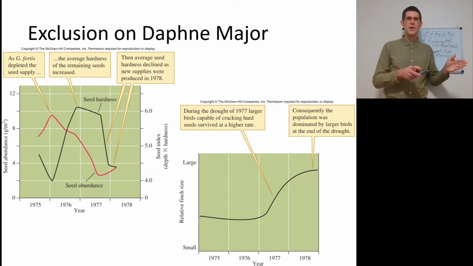You see how a niche moving a little bit as the seed hardness increases and the seed abundance goes down causes this competitive exclusion. So it's complicated, and it's way more complicated than that. I'd go to your book. It's a good story, but there's also another book called The Beak of the Finch, which goes in far more detail. If I were to go in more detail, it's just going to sound more confusing. But trust me, it's actually a really cool story.